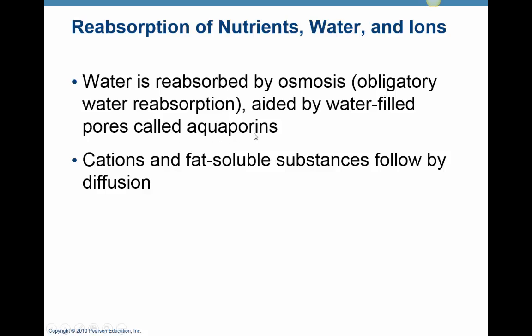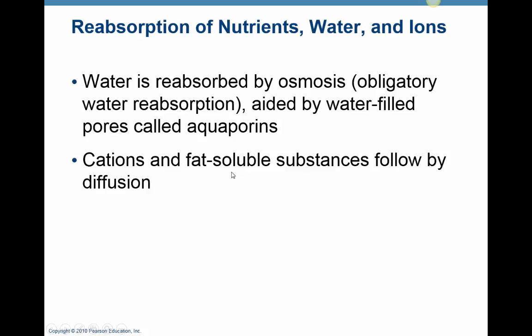So water flows by osmosis. Now remember, that's not an ATP driven process. So water flows passively as long as there is a concentration difference based on the sodium movement, which is an active movement. So that movement of water across the membrane is simply by osmosis through these holes in the plasma membranes of the proximal convoluted tubule, which we call aquaporins. Remember, anything that is fat soluble that can dissolve right through the membrane will follow through by diffusion.